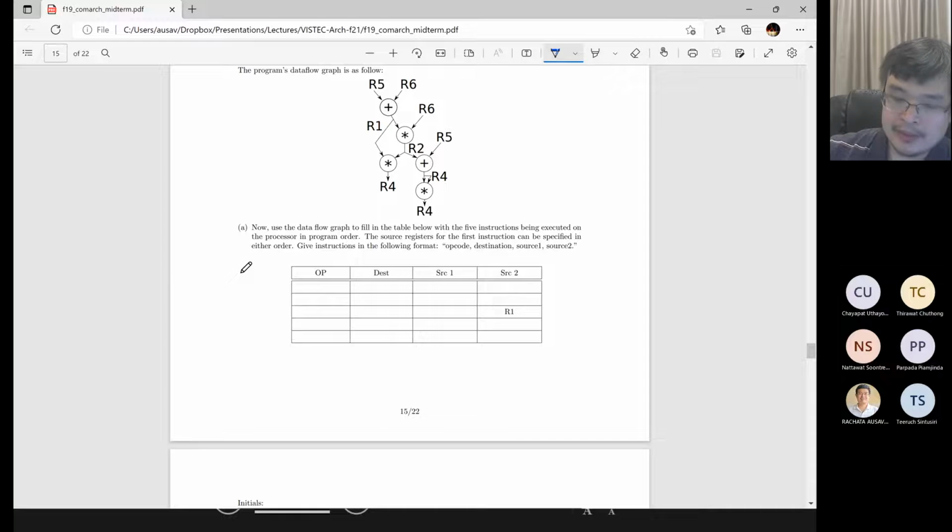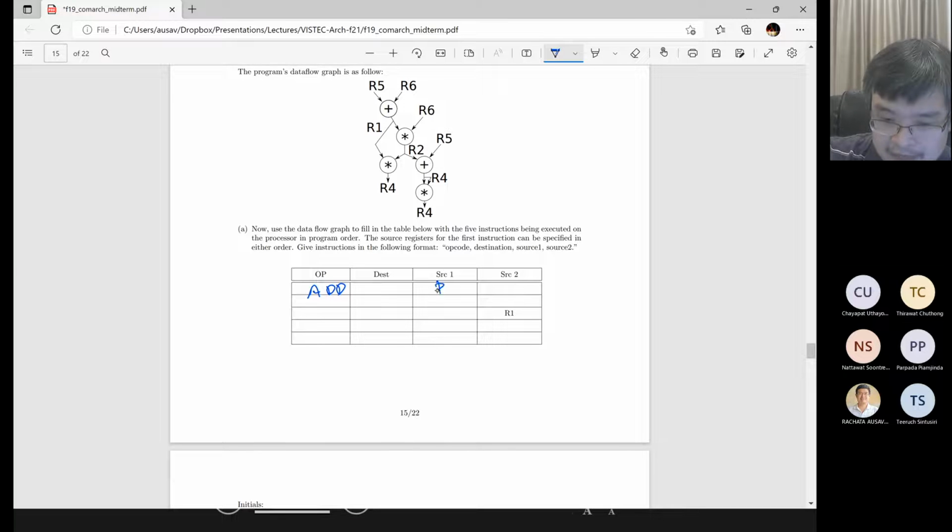All right, so let's come back to this question. Part A is pretty simple. It asks what happened when we run this. Originally we have the add at the topmost of the data flow. The source is R5 and R6, and we write that to R1.